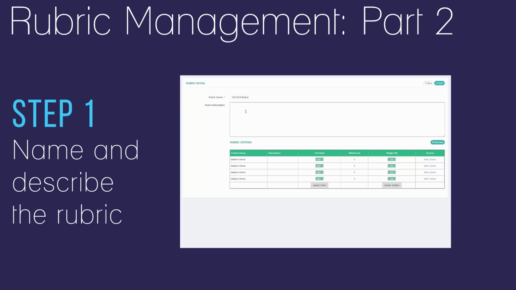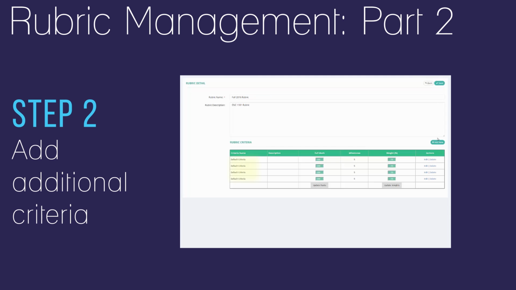These are only seen in the rubric management page. Note that the Save button at the top only saves the name and description. You may need more criteria than the default 4. To add a new criteria, click the Add New button in the right-hand corner.